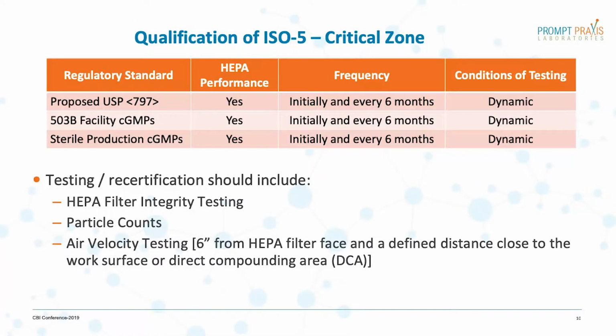So the HEPA filter performance is another parameter during qualification of this ISO 5 critical zone. It's done initially and every 6 months for each of the 3 regulatory categories under dynamic conditions. And that testing includes the integrity of that filter, the particle counts created by the action of that filter working well, and then air velocity coming out at 6 inches from the HEPA filter. And then as a company, you define the distance close to that surface in the direct compounding area or in your laminar flow hood or in your sterile core. And it's driven by your internal SOP.